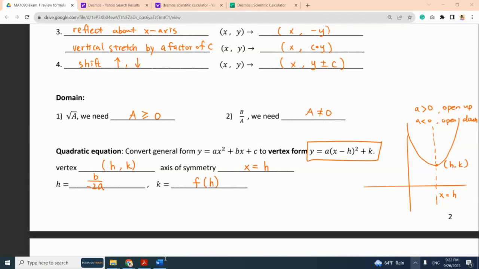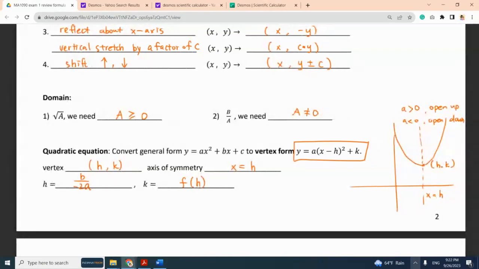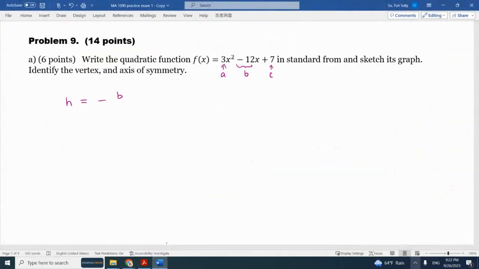Don't just give me a number. It's an equation. It's a line. It's a vertical line. So x equals. Don't forget that. Otherwise, some points will be taken off in the exam. So h is negative b over 2a. B is negative 12. 2a, A is 3. Negative cancel. 12 over 6 is 2. You see h is 2.